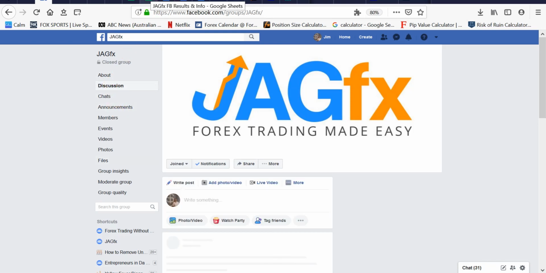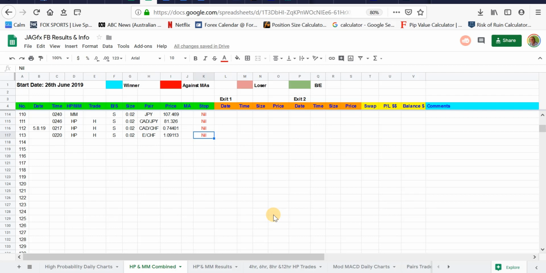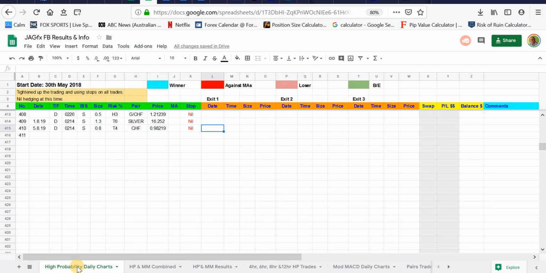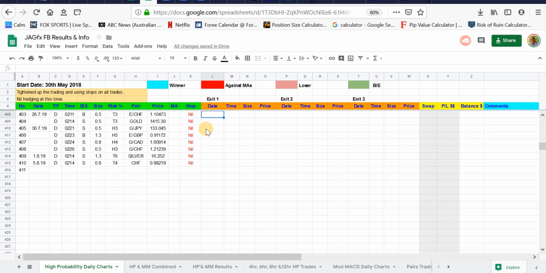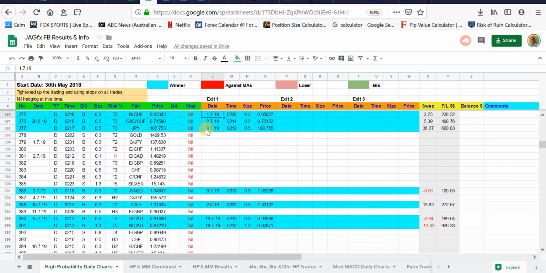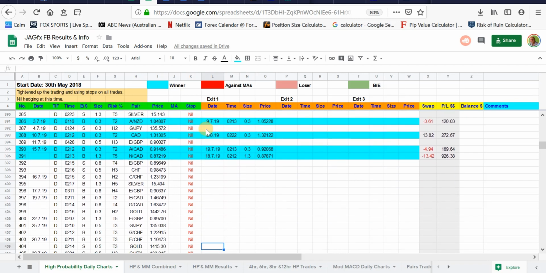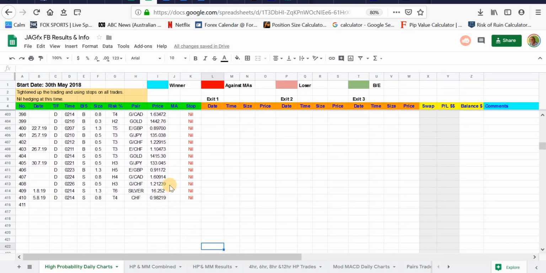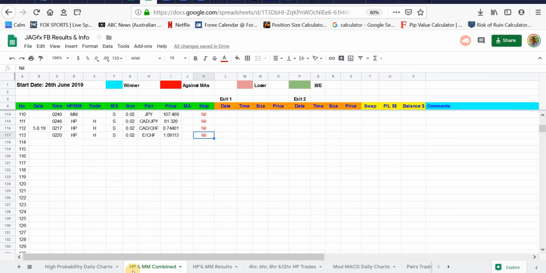Now, let's see if I can find the results page. So this is a shared spreadsheet I talk about. Here's all the old high probability daily charts. So there's that USD Swiss franc trade we took this morning. So you can just go there and have a look at all the trades where we're at. Trying to recover some of these. It's a slow process. Here's the new ones. So it's HP, high probability, and Mod MACD combined.